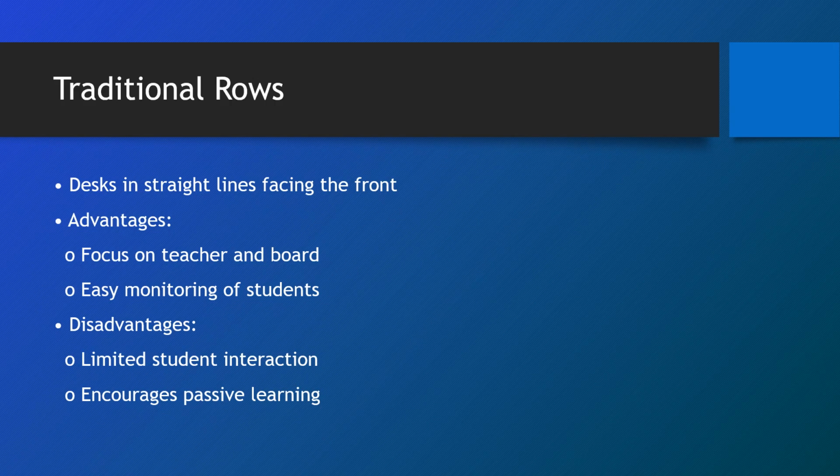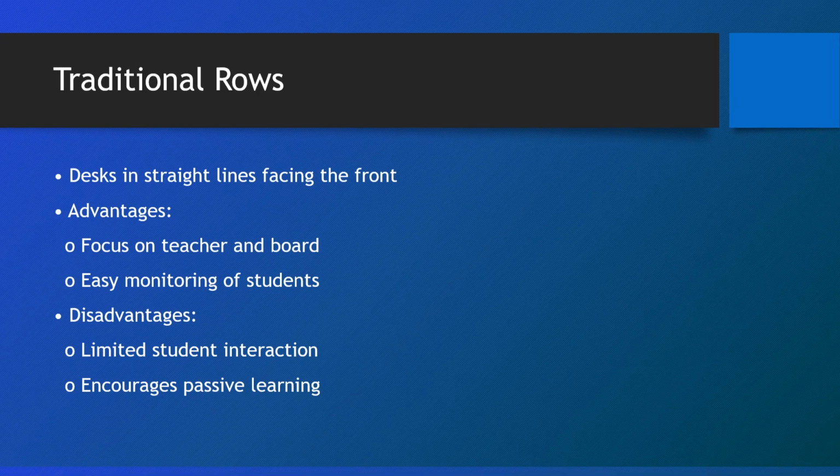First, the traditional rows arrangement, where desks are placed in straight lines facing the front. This setup is ideal for direct instruction, ensuring all students have a clear view of the teacher and board. Advantages include easy monitoring of students and minimizing distractions. However, it limits student interaction and may encourage passive learning, which can be less effective for language acquisition.